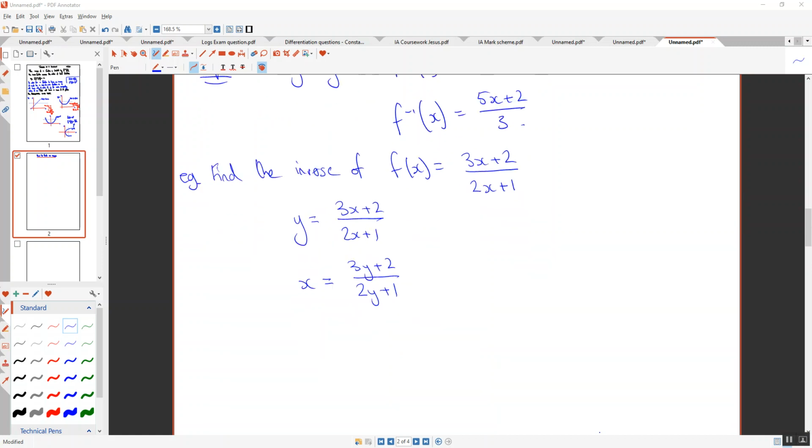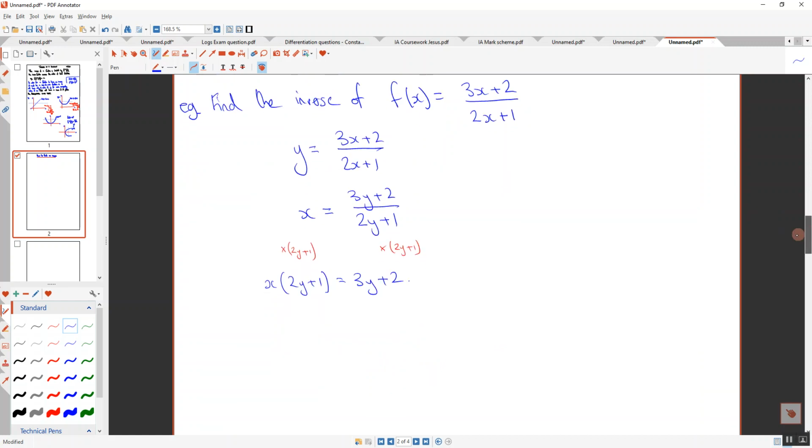Layla got it right. Okay, so first step, Layla. So we're gonna take the 2y plus 1 times it by both sides. Okay, we're going to multiply both sides by 2y plus 1. So I'm going to have x multiplied by 2y plus 1 on this side. And on this side, I'm going to have 3y plus 2. Next. That's the only thing we can do.